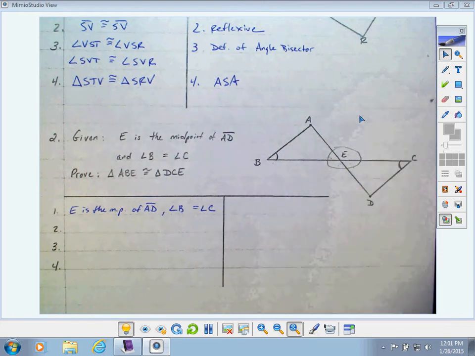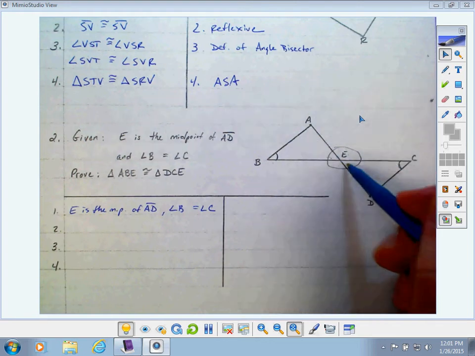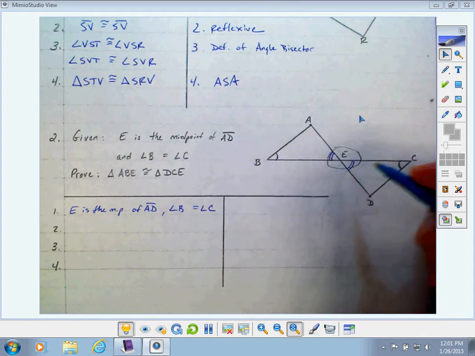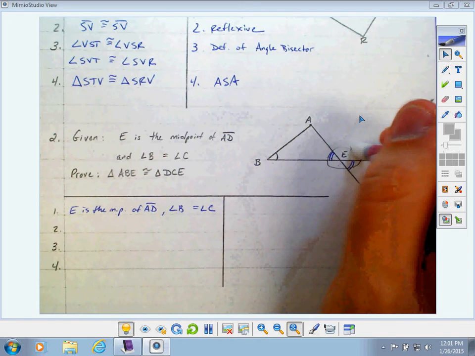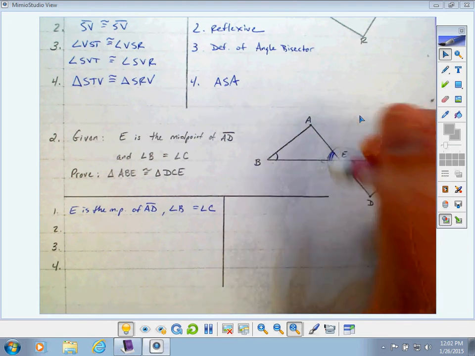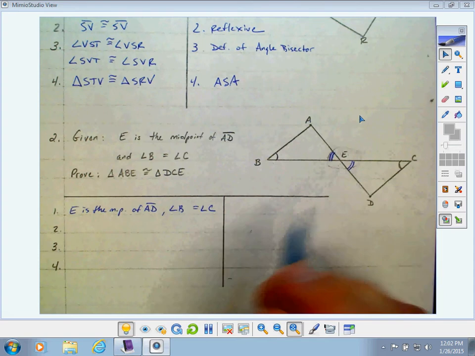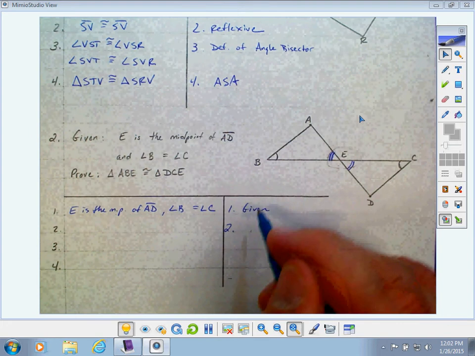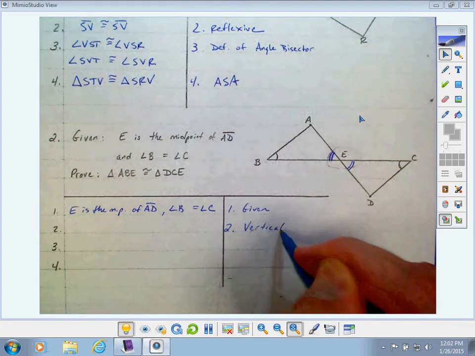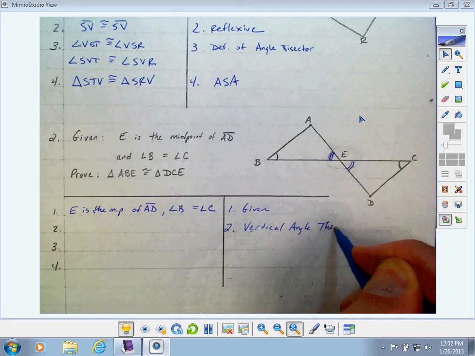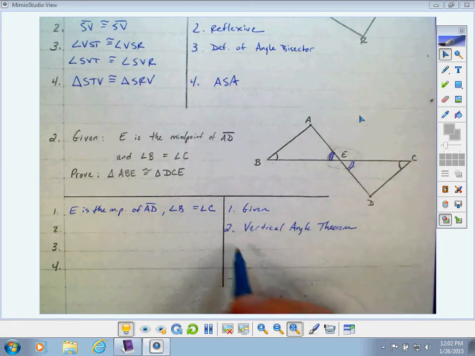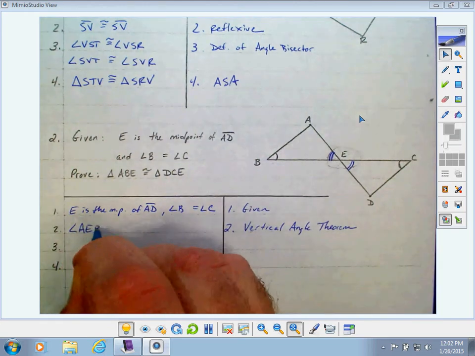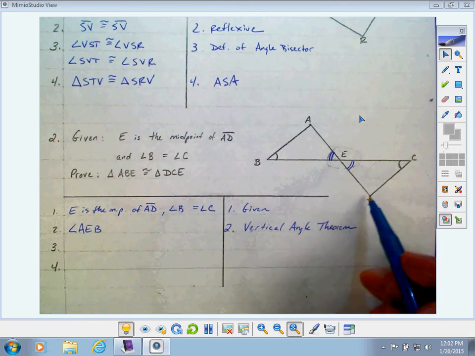So for our purposes, the angles that I want are the ones that are actually in my triangles, which would be this one and this one. So I just got to label them and put them in my proof. But I know this because of the vertical angle theorem. So step 2 is vertical angle theorem. And then this angle is AEB. And this one, CED.